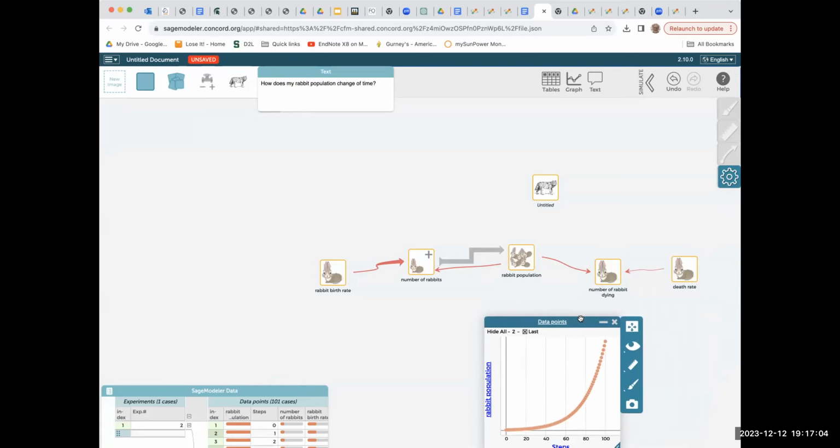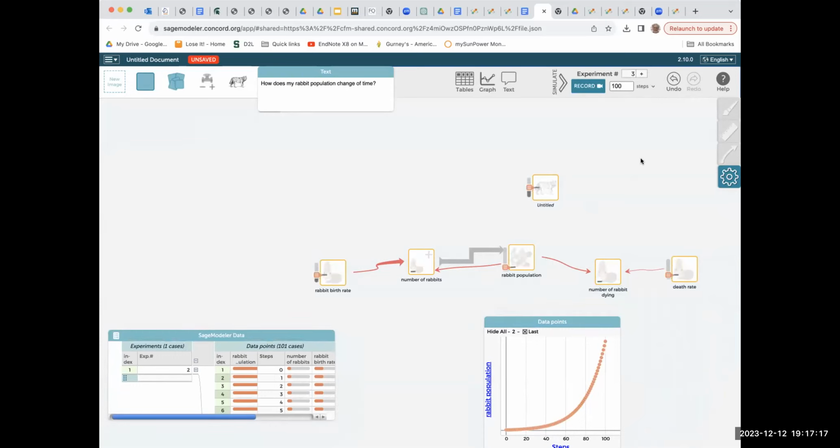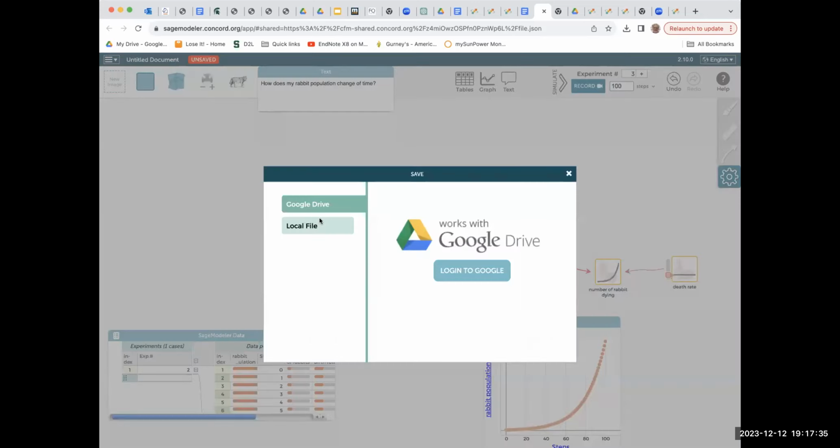And I'm going to show you a little trick here, because I also think this is an important trick to know. So you can write this down. If I click the simulate button on top, you will notice that it says I have 3 experiments. But I want to start with a new run. And one of the ways to do that is simply to save your model. So I'm going to say save.